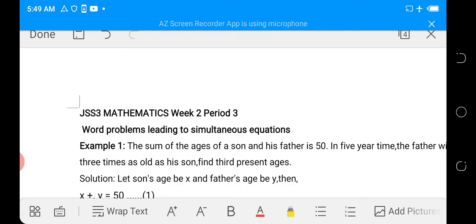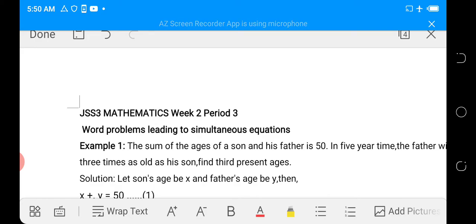And remember, the topic under consideration is simultaneous equation. In the previous period we had this week, we looked at substitution method of solving simultaneous equation and elimination method of solving simultaneous equation. Today, we want to look at word problems leading to simultaneous equations.